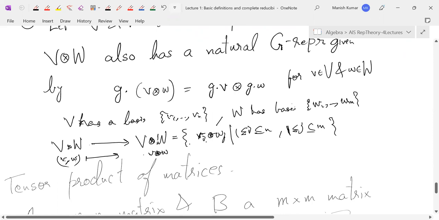So the tensor product is a vector space whose basis looks like this: v_i tensor w_j. Somehow it looks like it depends on the choice of basis, but it isn't. If you choose a different basis, it will still be an m times n dimensional vector space, and you can write the other basis elements in terms of these. So it does not really depend upon the choice of the basis.